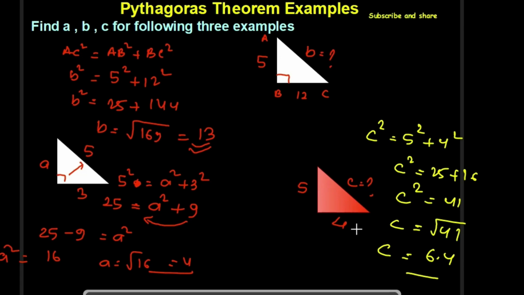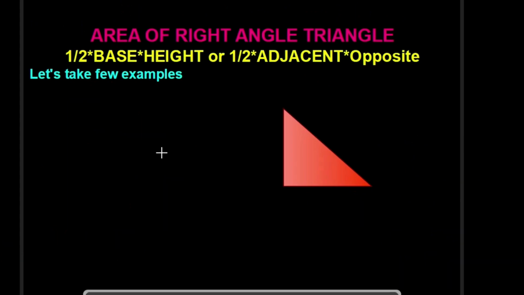So this way, we can identify the unknown side by using the Pythagoras theorem. But the condition is that it should be a 90 degree angle. That means it should be a right angle triangle. Okay, now moving to the next question.